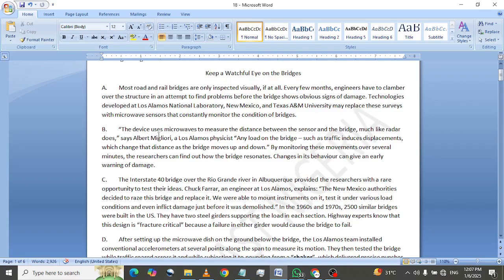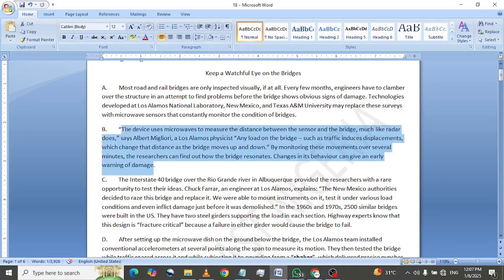Okay, let's check from C. I've seen microwaves here. Oh, look at sensors. Look at monitoring here. Can we see it now? Monitoring. So that means that we have to read everything here. So let's read. The device uses microwaves to measure the distance between the sensor and the bridge, much like radar does, says Migliori, a Los Alamos physicist.